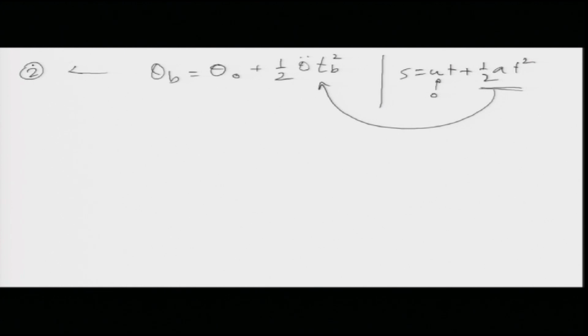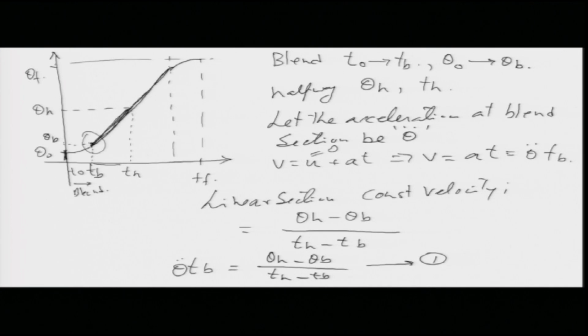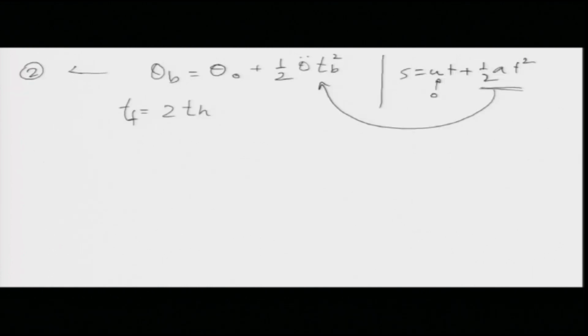Now, the other equation that we have is that the total time Tf is equal to 2 times the half time. This is essentially the way we have drawn our graph, exactly the halfway mark is T h, which is equal to half of the total time Tf. So, this is my third equation.